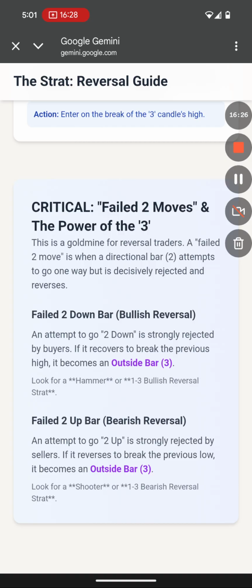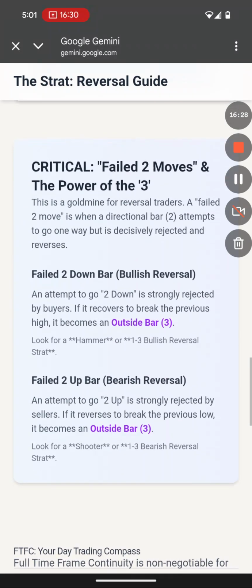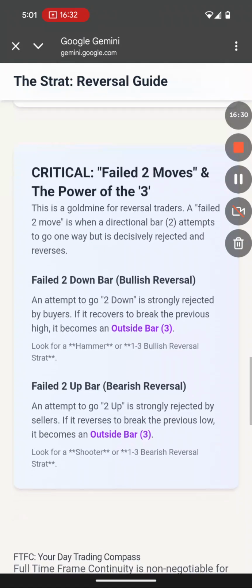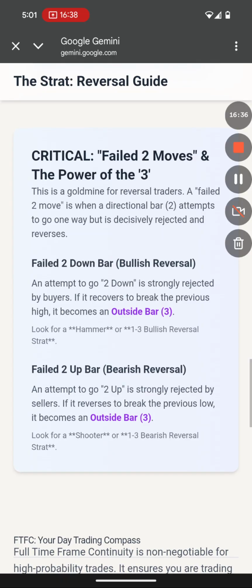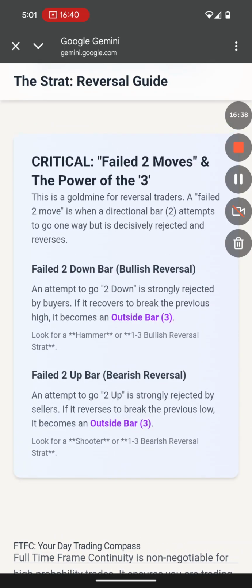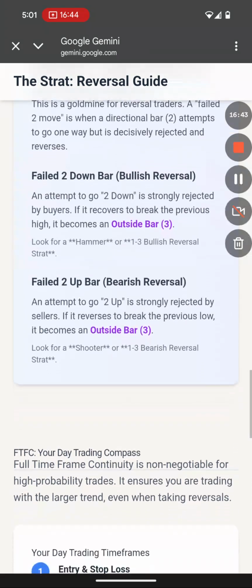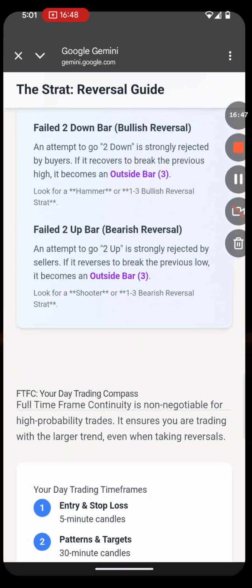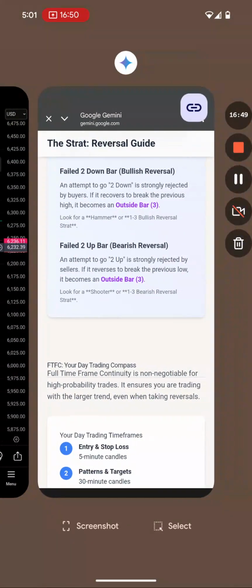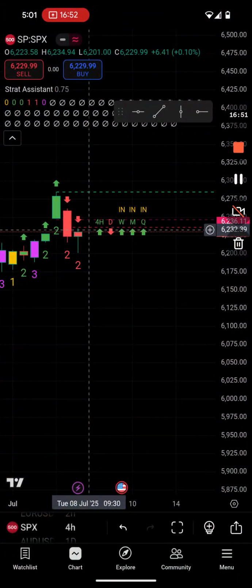So we look for a hammer, or a 1-3 bullish reversal. We probably weren't seeing those because I was on a higher time frame. If I drop down to like a 1 hour or 30 minute, we can probably catch some failed two downs and reversals. Matter of fact, I'm going to go ahead and show you, and then I'm going to end this quick little mini move. You got to tap in with me to really get down to this right here.